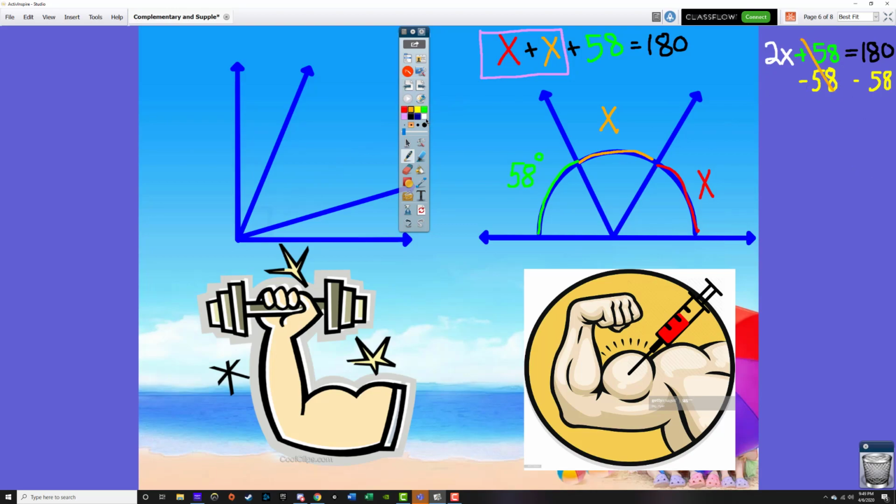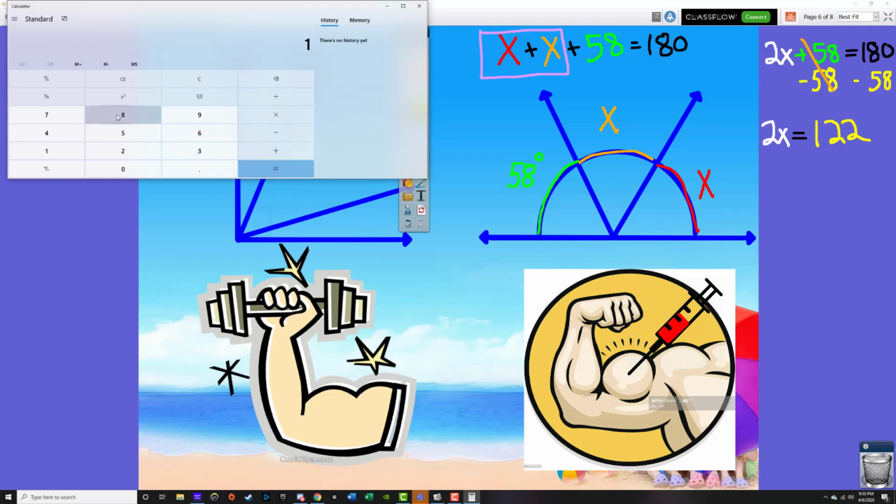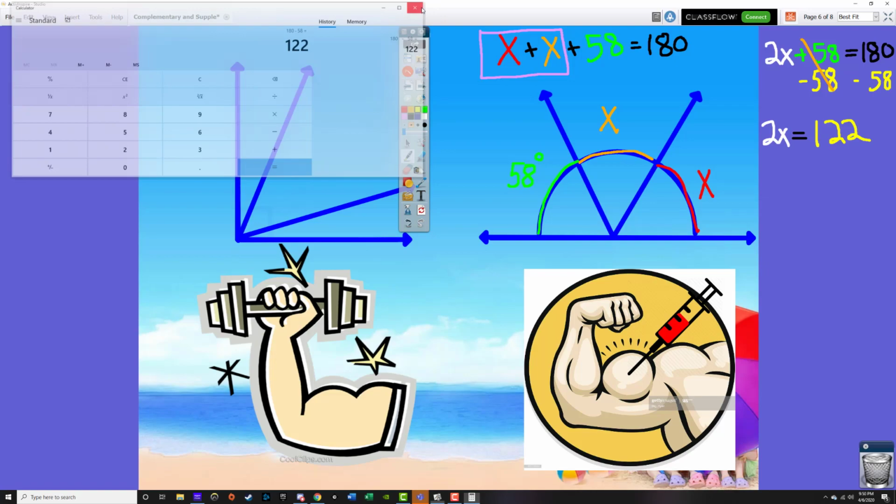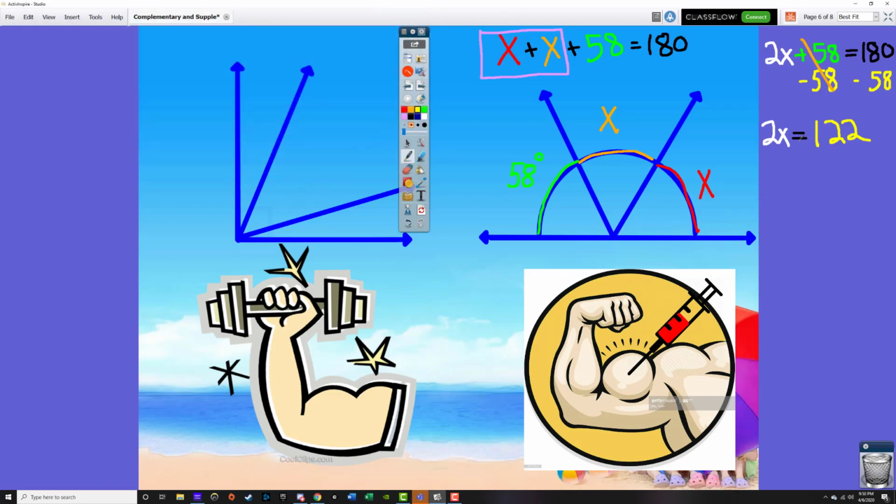Okay, so that has canceled out. And the only thing on the left side of the equal sign that remains is the 2x. That's going to equal 180 minus 58, which is 122. Let me just double check that. 180 minus 58. Yes, 122. Okay, and now we have got this thing down to a 1-step equation.